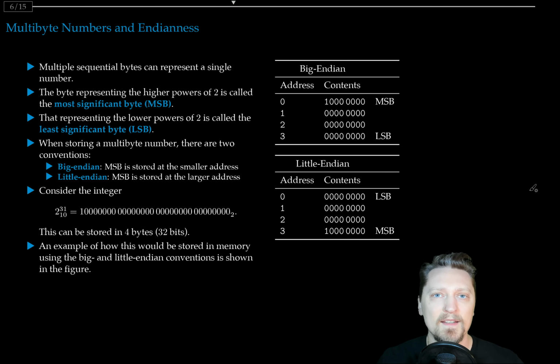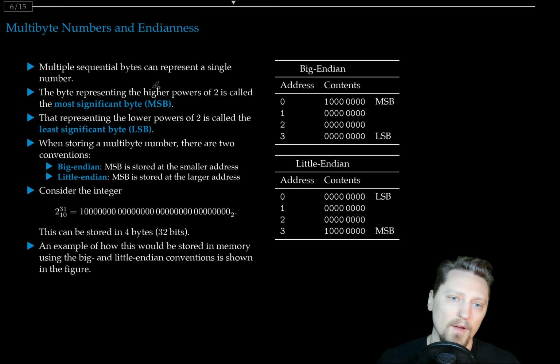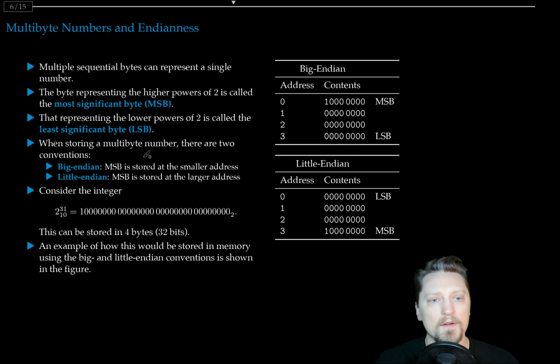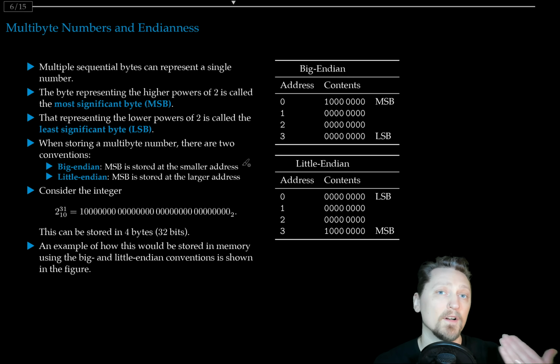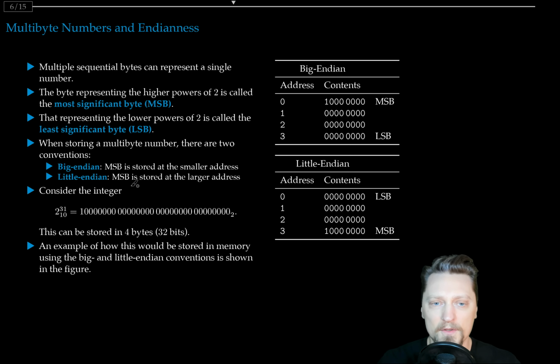Multi-byte numbers and endianness. Multiple sequential bytes can represent a single number. The byte representing the higher powers of 2 is called the most significant byte. The byte representing the lower powers of 2 is called the least significant byte. So MSB and LSB are the acronyms that we use. When storing a multi-byte number, there are 2 conventions. Big endian, which is that the most significant byte is stored at the smaller address. You can think of it as coming first in memory as you're counting up in address. And little endianness, where the most significant byte is stored at the larger address.